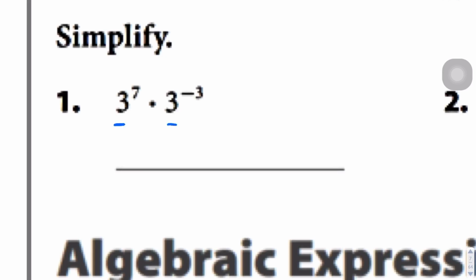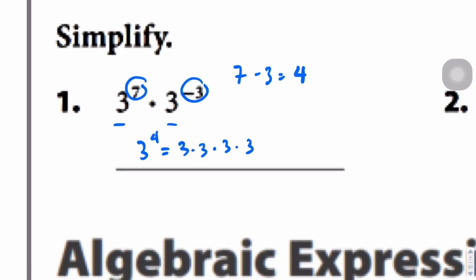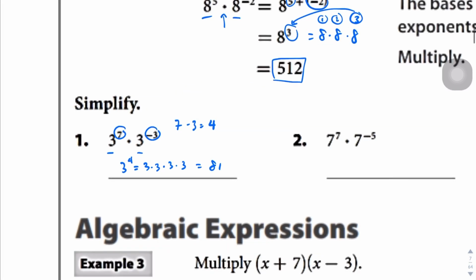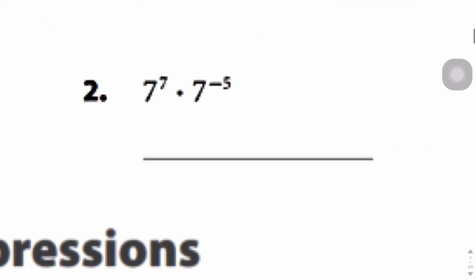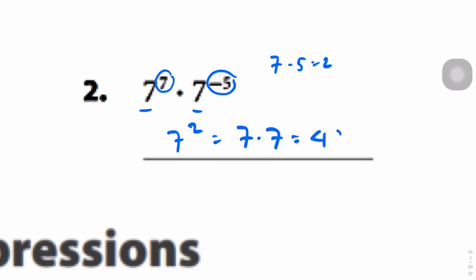Okay, question number 1. We have the same base here, 3 and 3. So all we're going to do is add those exponents. So 7 minus 3 equals 4. Therefore, this is like 3 to the power of 4, which is also 3 times 3 times 3 times 3, 1, 2, 3, 4 times. And when you punch that on the calculator, you should get 81. Okay. Question number 2. 7 to the power of 7 and 7 to the power of negative 5. They have the same base. So we're just going to add these two numbers together. 7 minus 5 gives us 2. So this is technically 7 to the power of 2, which is 7 times 7, which is 49.